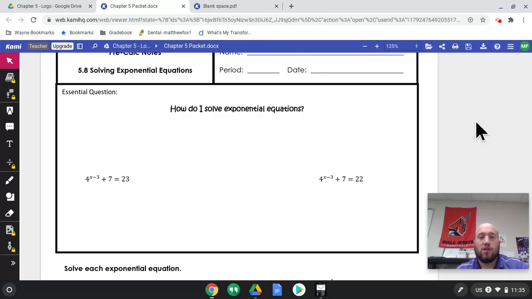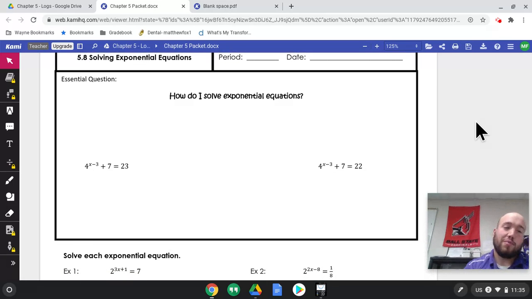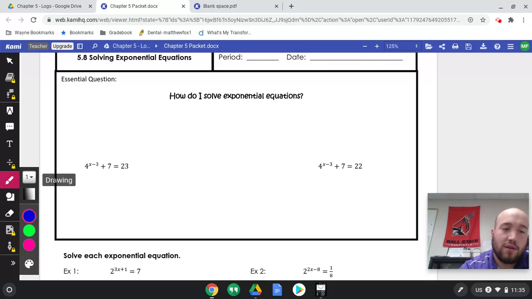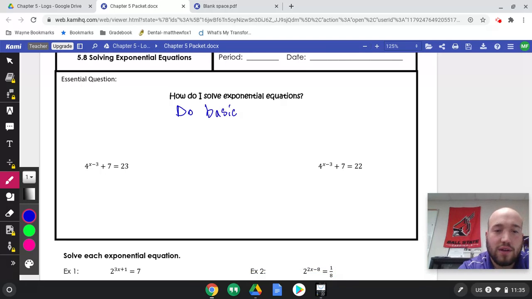So if we are solving an exponential equation, the first thing we are going to need to do is just our basic algebra. We're going to do our basic algebra, and this will always be done first if there is anything that needs done. When I say do basic algebra, I mean either add, subtract, multiply, or divide, depending on the situation.